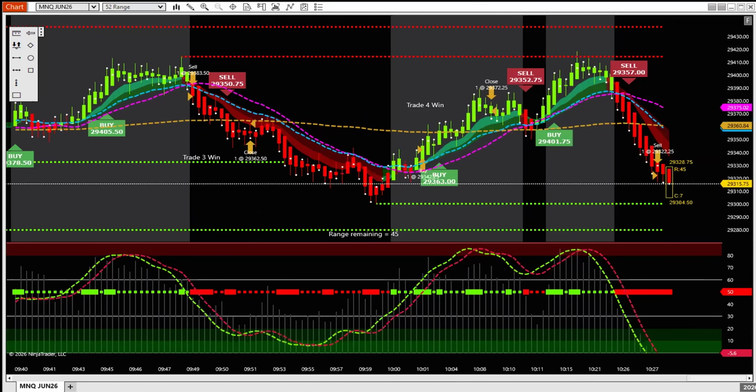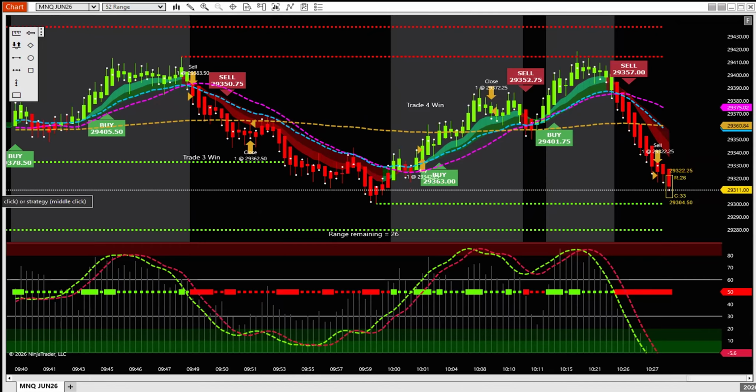Obviously you can see because of all the wicks out the bottom and not the top, the solid red bar on the bottom chart.